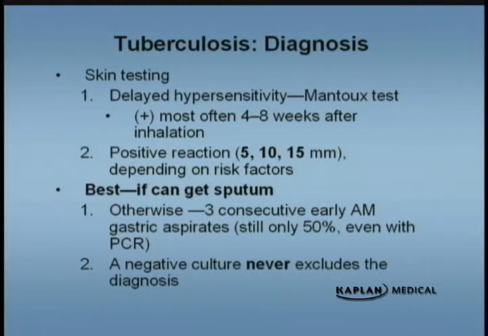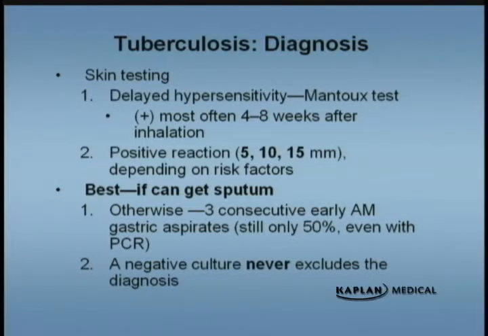A positive reaction, and here's a good test question, depends on certain circumstances. You can have a positive reaction at 5 millimeters of induration. It's not redness, it's how much bumpiness there is. So it can be positive at 5 depending on circumstances, or 10, or 15 depending on risk factors. A patient that has absolutely no risk factors, you consider it positive at greater than 15. A patient that has several risk factors is at high risk for TB. It may be positive at less than 5 or greater than 5 millimeters.